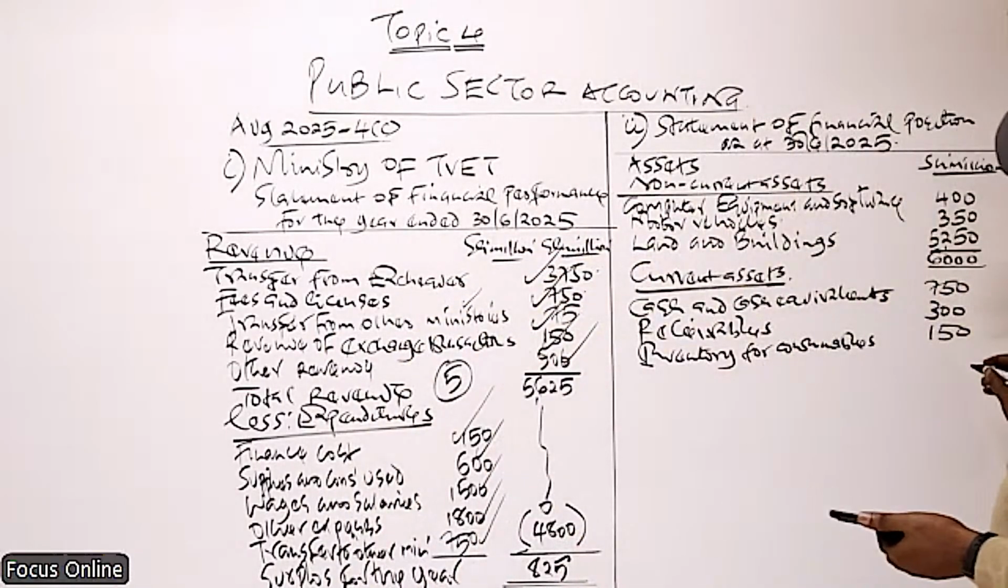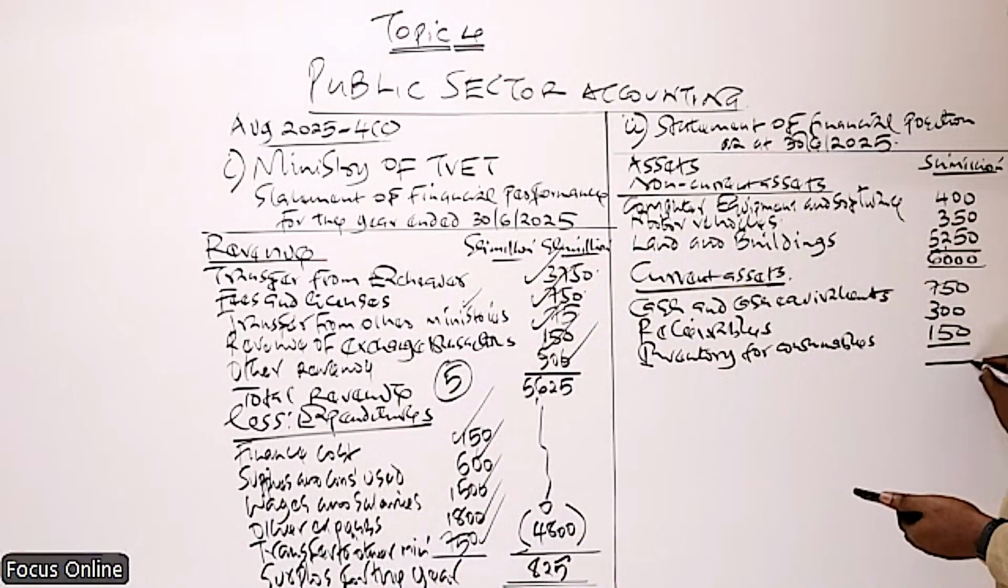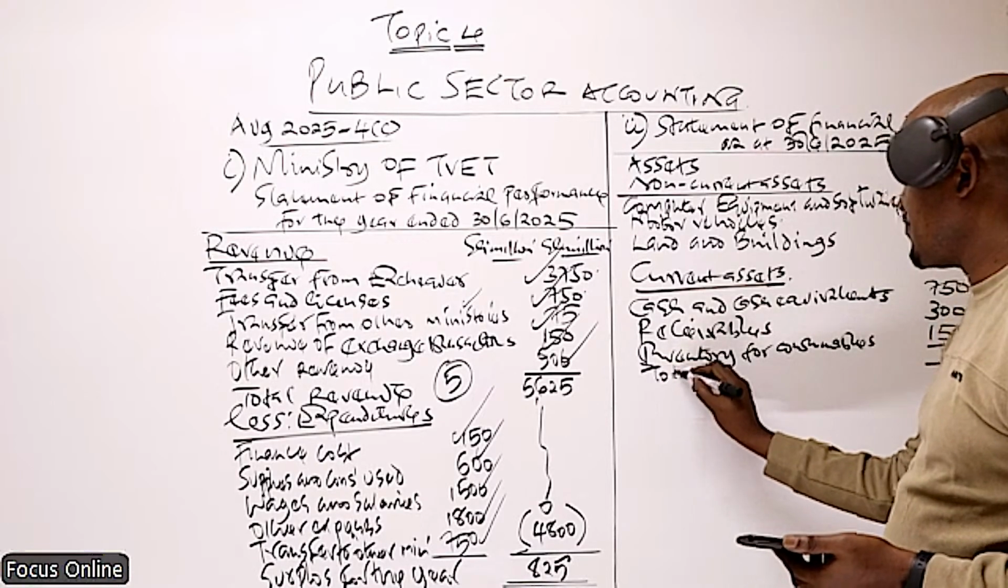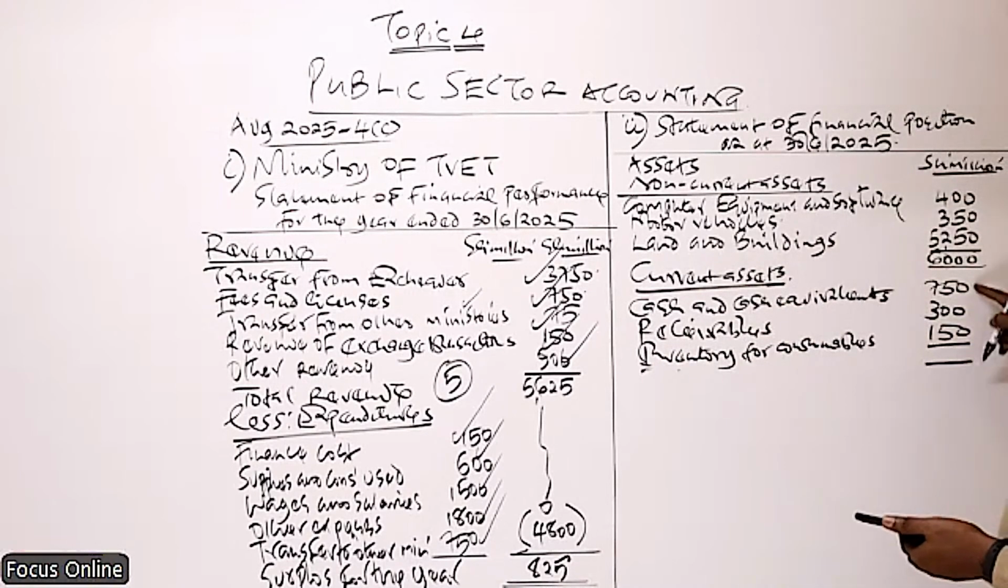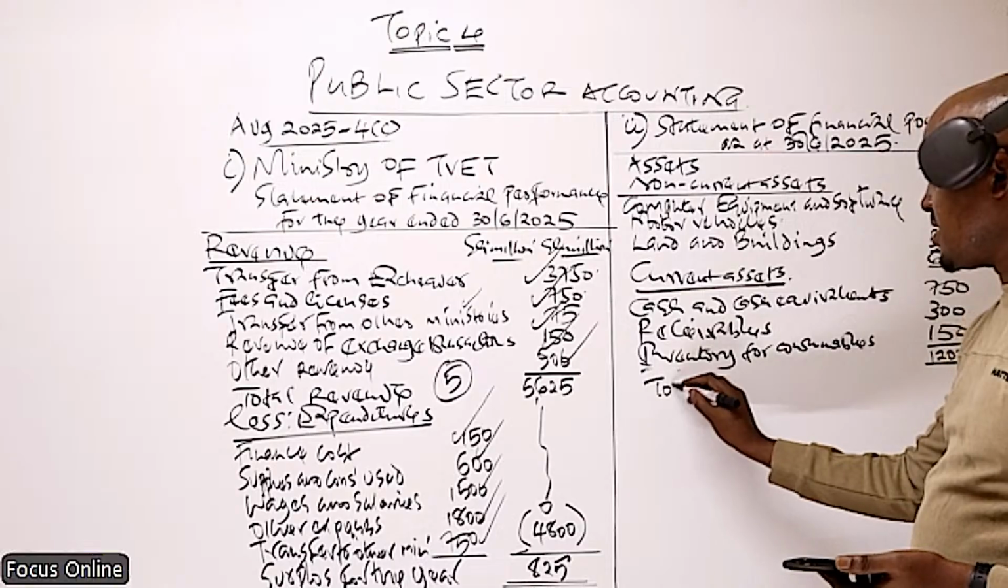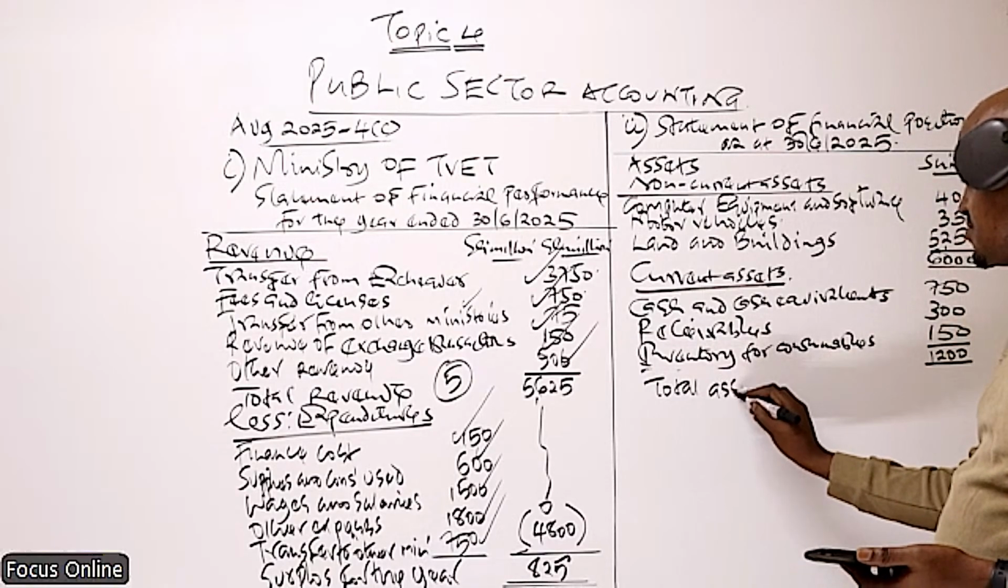So what we need to do is basically get the total current asset first of all. Total current asset, this and this will come to 900, and that will give us 12. And then from there, we get the total assets.